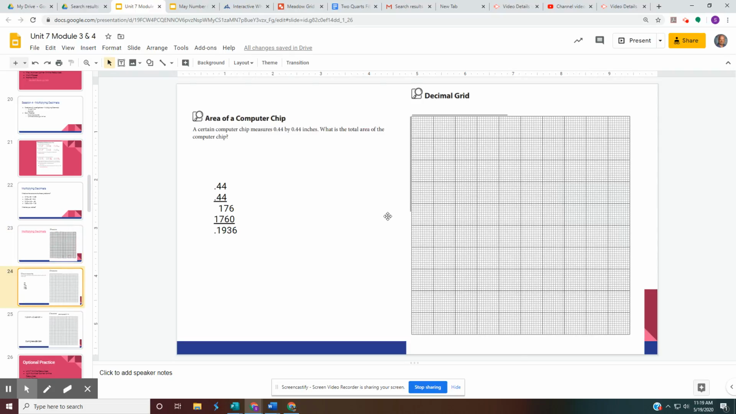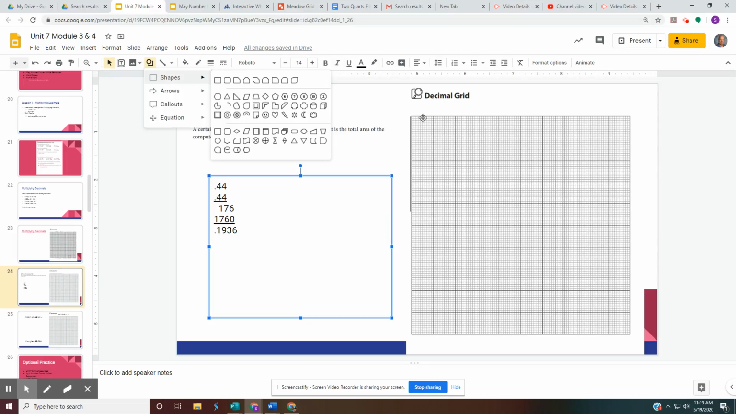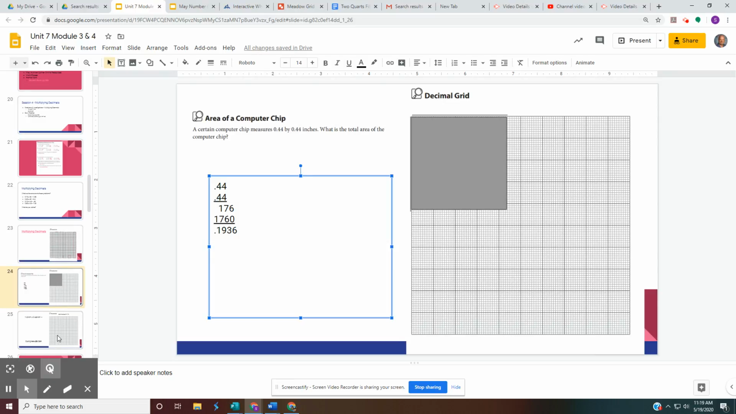Whoa! But if I were to look at counting up all of my squares, that's what that would equal. So that square right there. Oh, I did not do a square. That square right here would equal 19%, or 0.1936 of that entire square. Okay. Let's take a look at this.